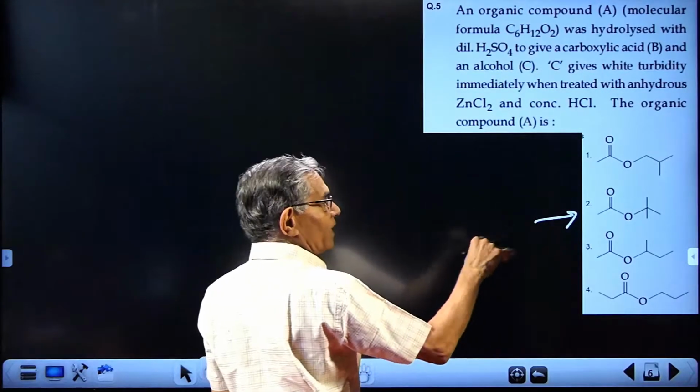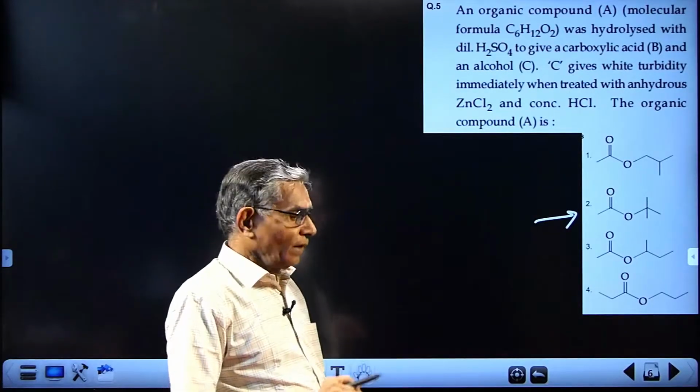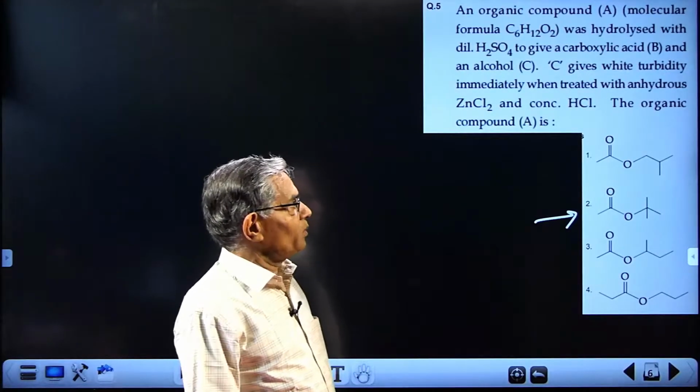An ester on hydrolysis gives an alcohol that gives immediate cloudiness, precipitate with Lucas reagent.